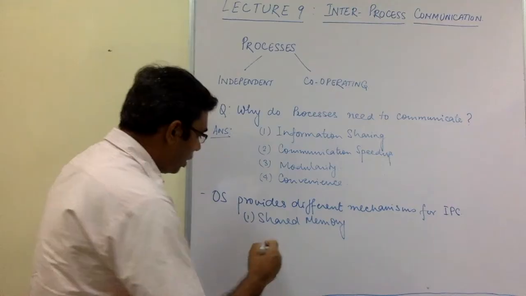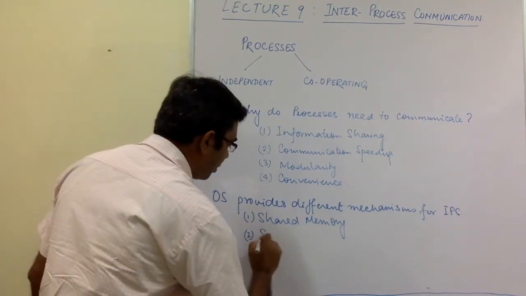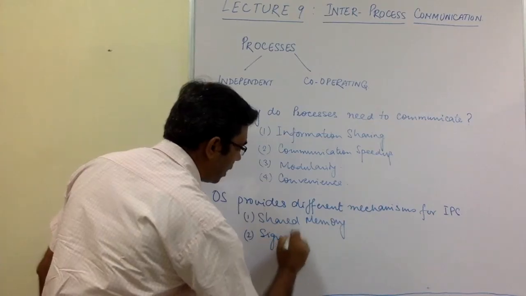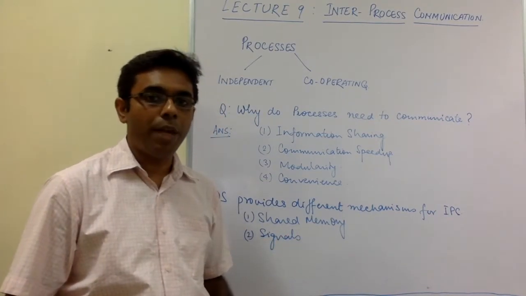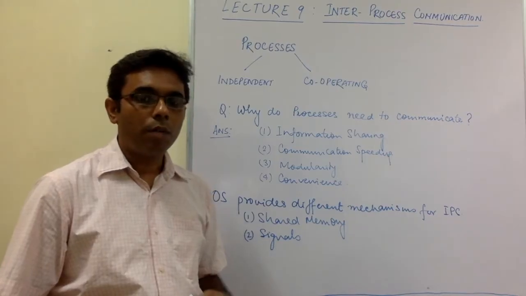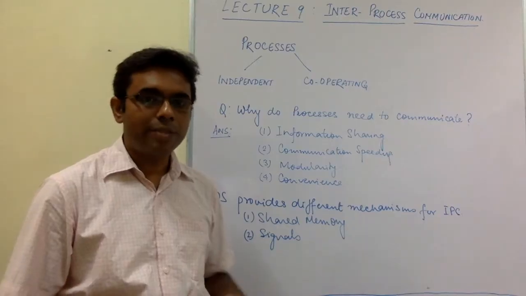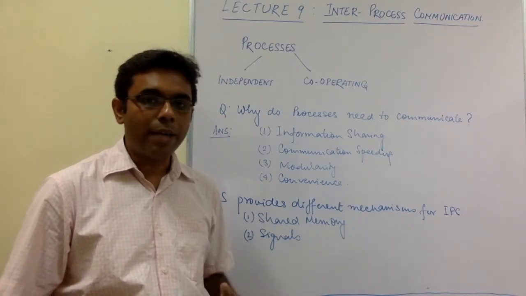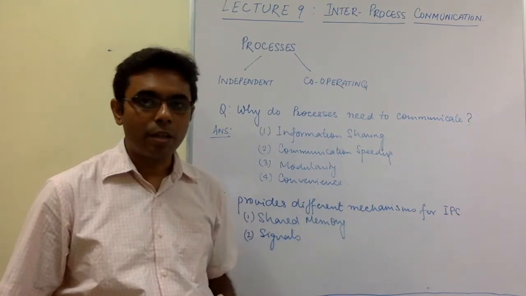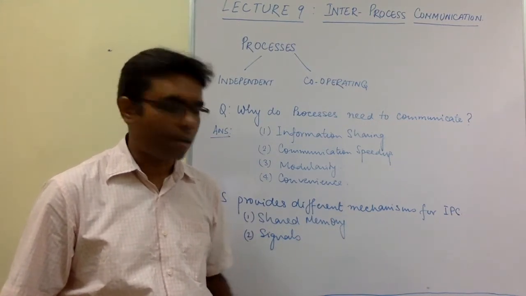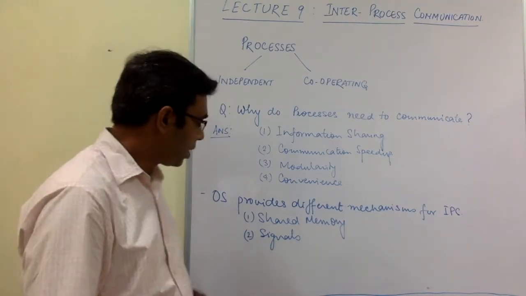Then we would talk about something called signals. That's another mechanism through which one process would be able to transfer some information to some other process. Let's say some process would like another process to be stopped or killed. So what is the mechanism through which that can be done? And the technique that we are going to talk about is called signal.